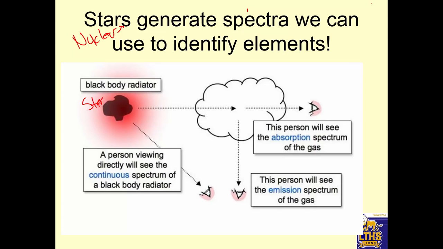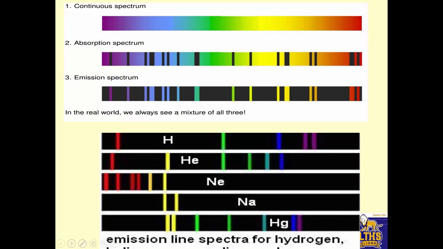So black body radiation, some of it goes through the clouds and goes to our eyes. This person will see an absorption spectrum of the gas. A person viewing directly will see a continuous spectrum. This person will see the emission spectrum if it goes from the cloud and kicks back out. So an absorption spectrum tells you what's absorbed, and we'll see some pictures of this.